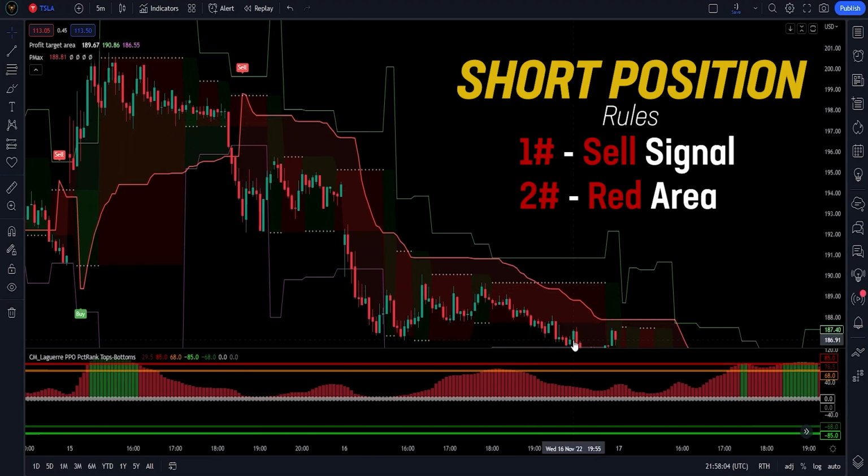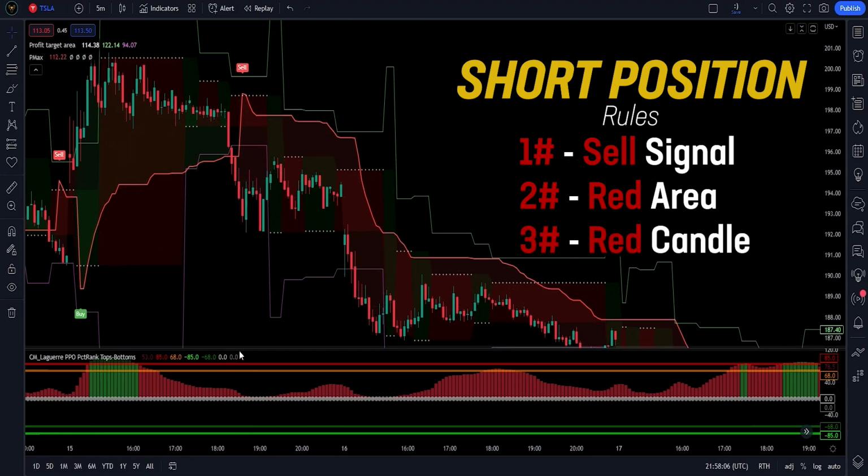Our third and final rule is that the candle in our CM Laguerre histogram is red colored. In case of our long position, this candle needed to be above this red line to be considered a bullish candle, but in short trade, any candle that is below this line is considered bearish. Now, with all 3 rules for our short position set, let's see how this actually works on a real-time trading example.